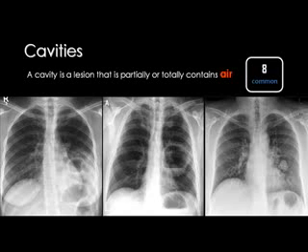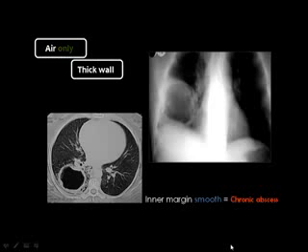Then we come to the cavities, and a cavity is a well-defined lesion that contains air. And this air may be pure air, or air and fluid, or air and a mass. All these are the possibilities for a cavity: a cavity with air only, a cavity with an air fluid level, and a cavity with a mass. We'll start the differential diagnosis of a cavity with air only.